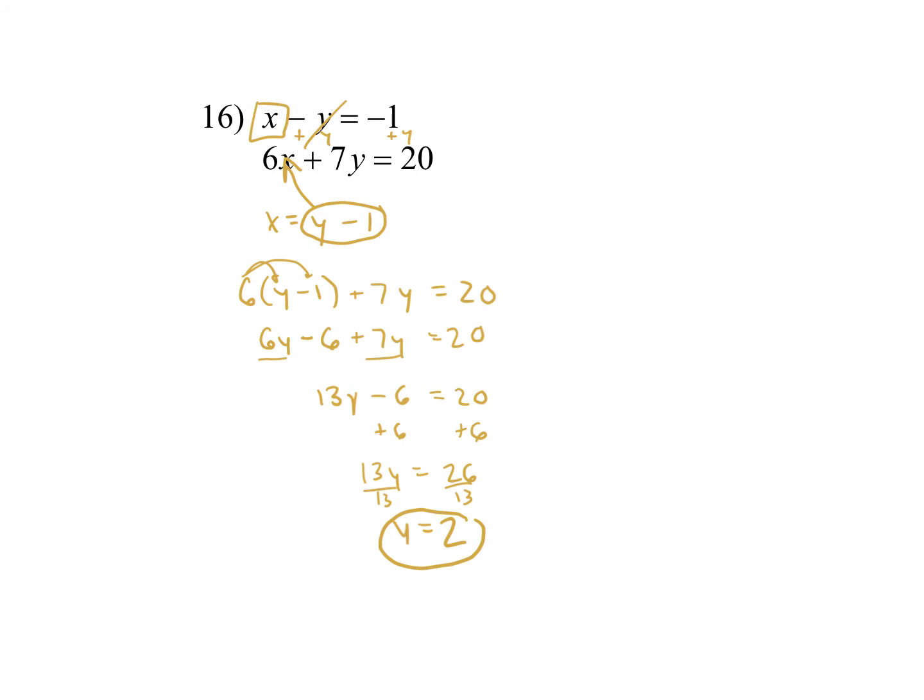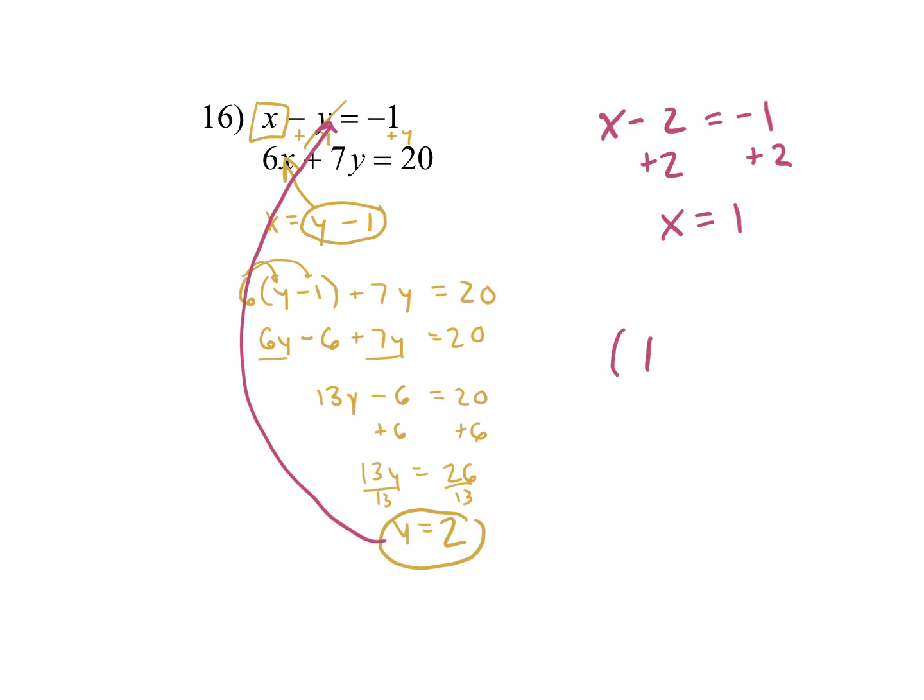How do I find x? You have to plug in the y. Do I want to plug it into the first or the second? First. The first one looks a little bit easier, so let's plug it into the first. So I have x minus 2 is equal to negative 1. How do I solve for x? Add 2. So x is equal to 1. How do I write my answer? 1, comma 2.